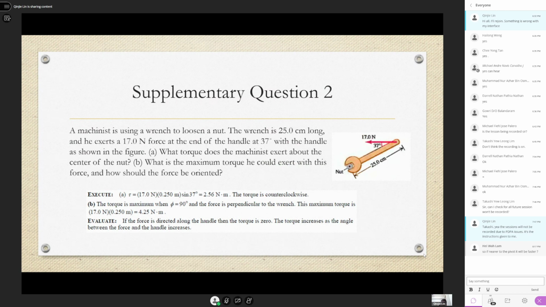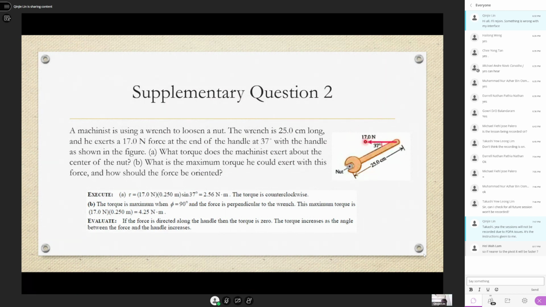Let's go through question 2 also. A machinist is using a wrench to loosen a nut like this. The wrench is 25 cm long and he exerts a 70 Newton force at the end of the handle at 37 degrees with the handle. What torque does the machinist exert about the center of the nut? What is the maximum torque he could exert with this force? And how should it be oriented? So what is the torque exerted for this one shown in the picture?